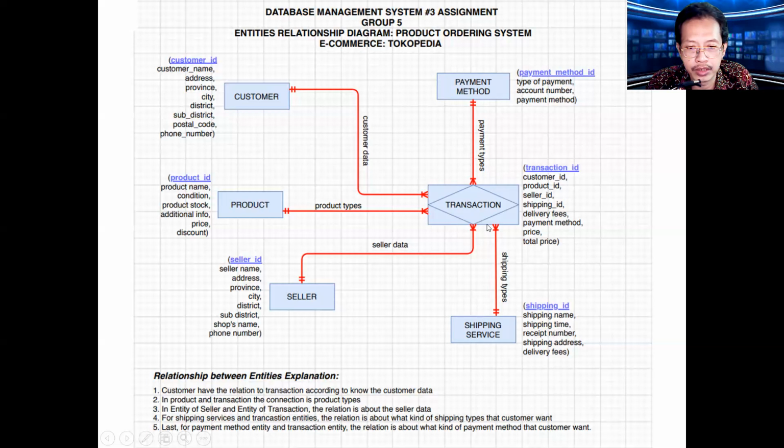Okay, for each transaction, only one payment method is available. That makes sense. For instance, for this one transaction, you just want to pay using a credit card. But if you want to pay with a combined credit card and debit card, for instance because your credit card has reached its limit, then you have to separate it into a different transaction.